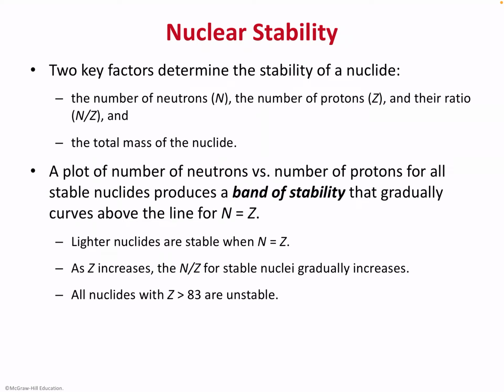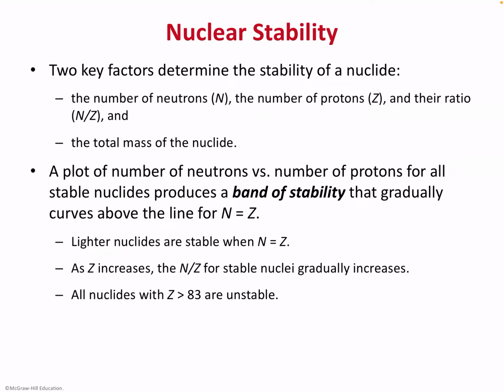Inside the nucleus we have protons and neutrons, and depending on how many of them there are and their ratio N over Z, that determines whether it is stable or not. Let's talk more in detail in a little bit. The second one is the total mass of the nuclide. If it has a higher mass, it would become unstable and start decaying by itself, emitting radiation.